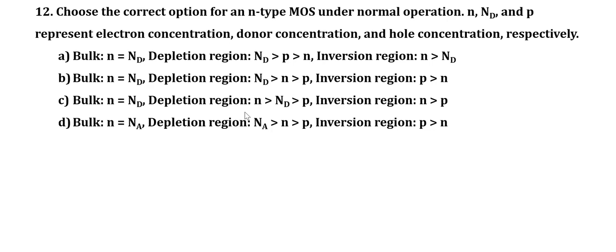So here they are asking about an N-type MOSFET. Under normal operation, what is the relationship between N, ND and P? So this is an N-type. In inversion region, it will be anyway P greater than N, right? So you have two options. From those two options, you have to tell me which is correct. Initially, it is an N-type MOSFET. So in the inversion regime, what happens is that the N gets inverted into P. So you can eliminate two options initially, and from the remaining options, you can select the right answer.